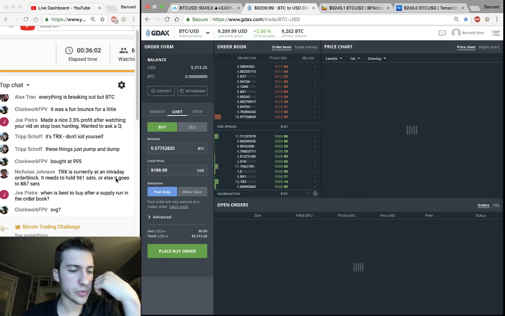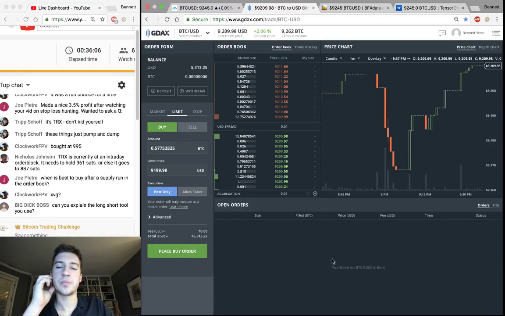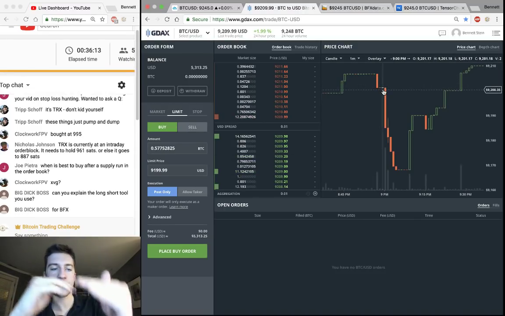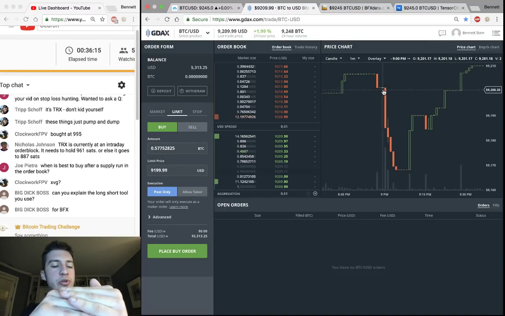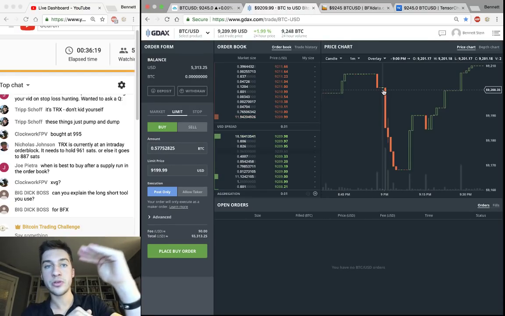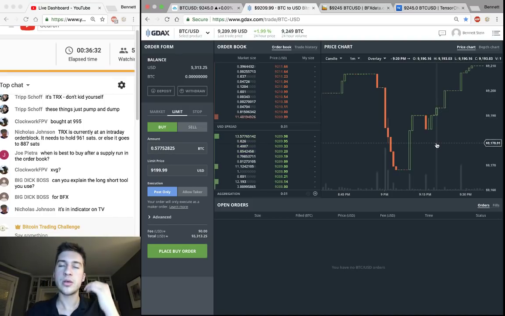Okay, let's use the GDAX one. When is best to buy after a supply run in the order book? Well, after you see a supply run, so that's going to be something like this. This is known as a supply run, where you're getting a large amount of selling, and then the offers are clamping price down. So what that means is that there's going to be a moving offer wall. As price moves down, the most current offer, which is right here, is going to continue moving downward with price, and there won't be a high amount of demand, meaning that there won't be many bids, because if there were many bids, it would probably be pressing price up.